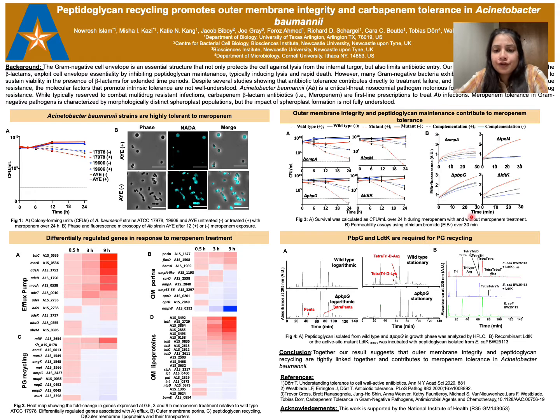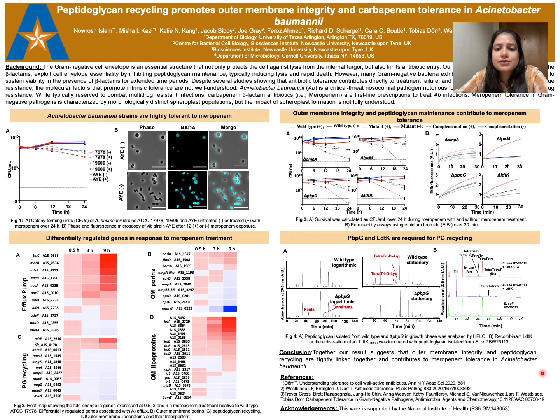And in figure 3b, we showed the ethidium bromide permeability assay, and we found that all the mutants show higher ethidium bromide permeability than the wild type and the complemented strains, suggesting these genes work in the cell envelope barrier function and limit meropenem entry. However, we were not sure what is the genetic link of PBPG and LDTK in carbapenem tolerance.